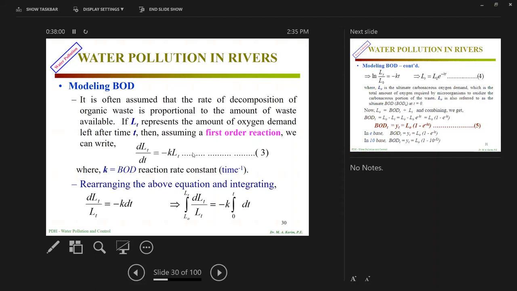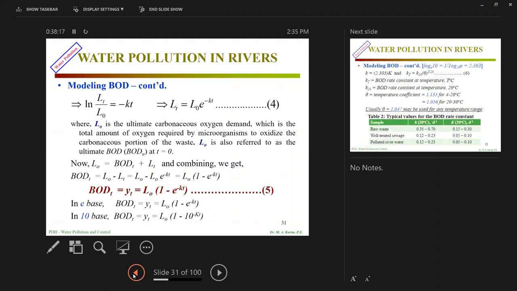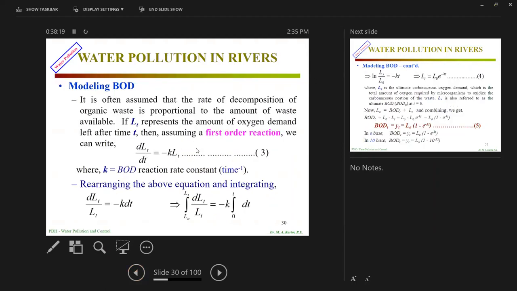So why is the negative sign here? First, this is proportional to Lt, right? But then we have an equal sign, equal to negative K. Negative means it is going down with time. So that's the meaning of the negative sign, okay? Then K is a proportional constant. This K is called the reaction rate constant, or BOD rate constant, the BOD reaction rate constant.